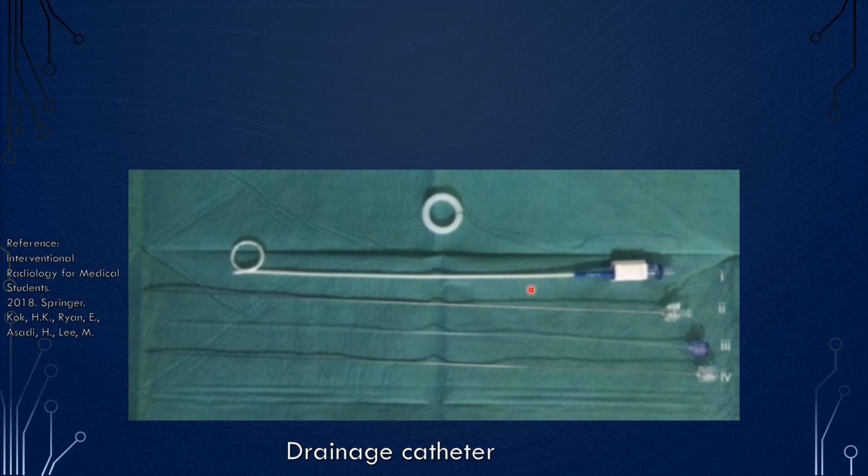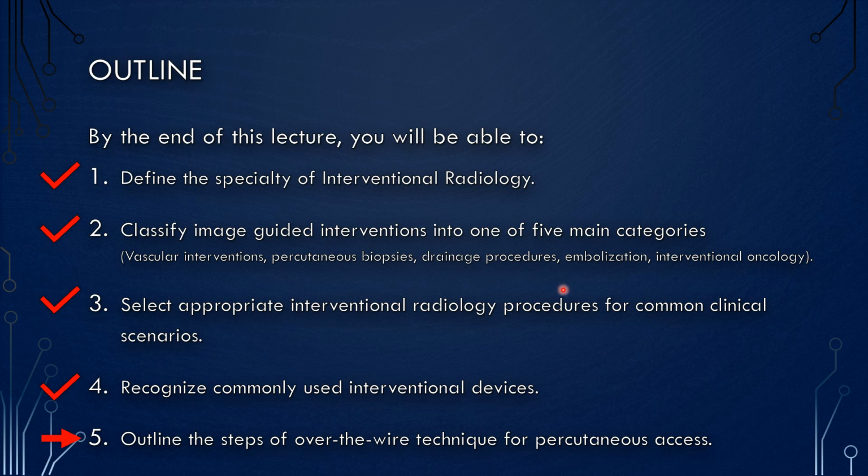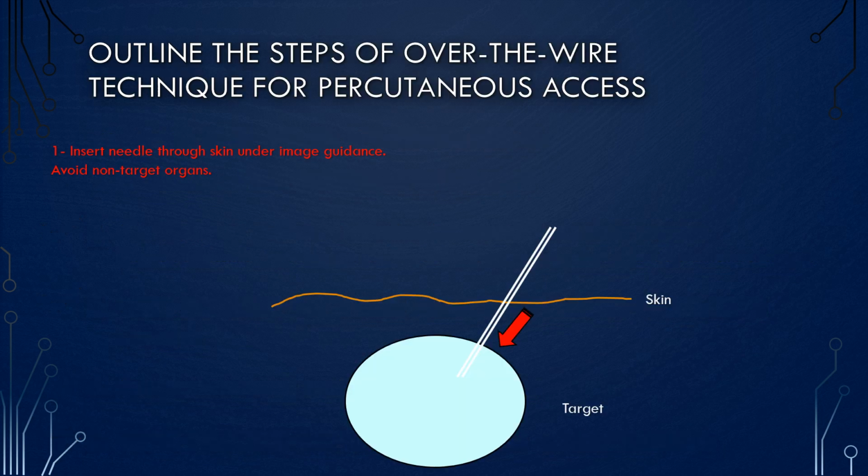Basically, what's important in this slide, the most important part is the drainage catheter itself. Okay, so we talked about commonly used interventional devices. Now, let's have a look at the steps of over-the-wire technique for percutaneous access.